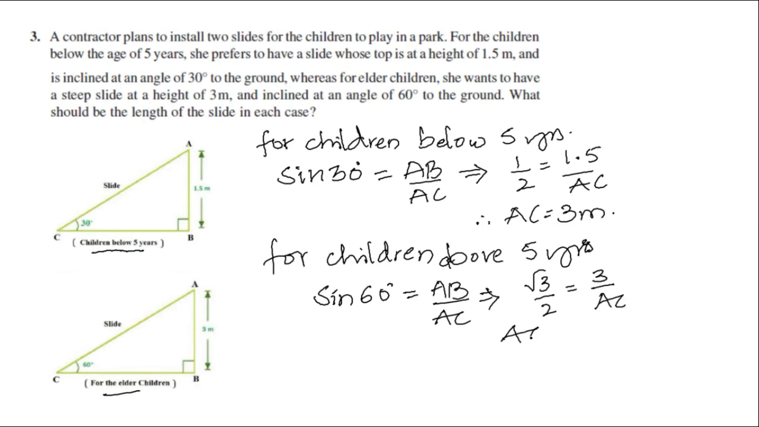So let's find AC. Therefore AC will be 6 by root 3. I can multiply root 3 by root 3. I get 2 times root 3. So 2 times root 3 meters is the length of the slide for elder children, and 3 meter is the length of slide for the children below 5 years.